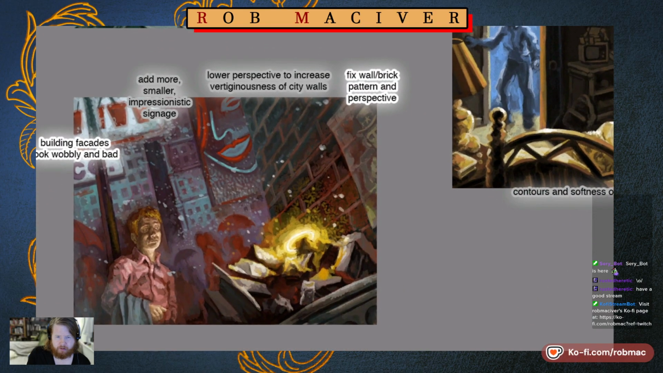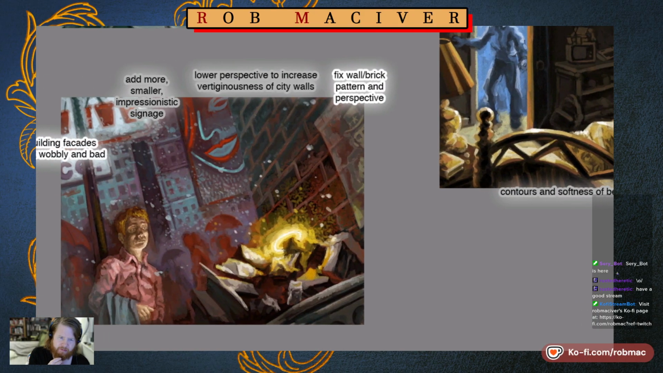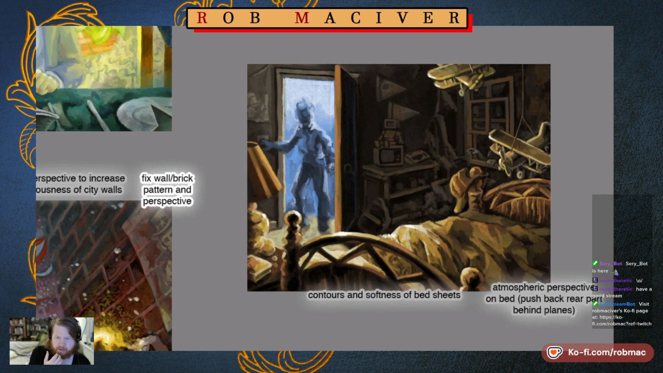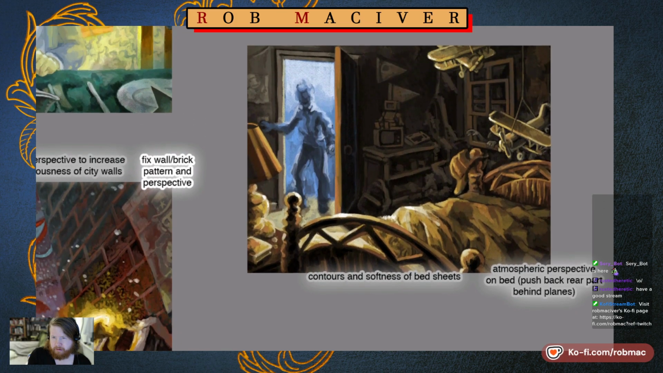Lower perspective to increase verticality of city walls. Fixed wall, brick pattern, and perspective. Yeah, perspective is a bit hard on that. Contours and softness of bed sheets. Atmospheric perspective on bed. Push back the rear part behind. Planes.